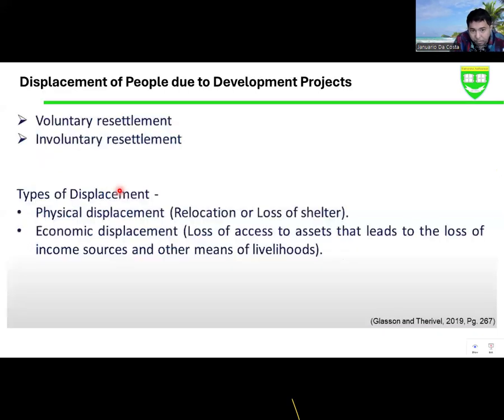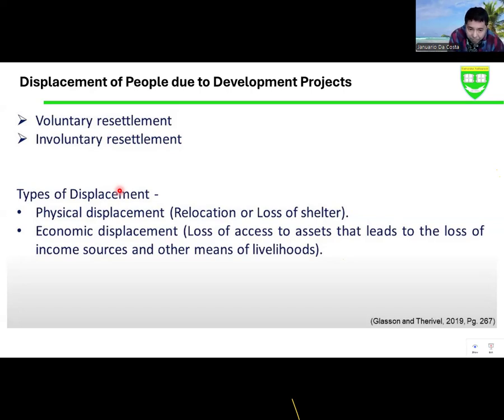Okay, now displacement of people due to development projects. Sometimes when you are implementing a project, there might be some displacement of people, for example the Timor Aeroporto Nicolau Lobato development project. There's a lot of resettlement going on. Even the government of Timor-Leste needs to put about $60 million just for the resettlement. In resettlement, there are two types: voluntary resettlement, where people who live in the area voluntarily move, or involuntary resettlement, where you have to subsidize them in order for them to move.